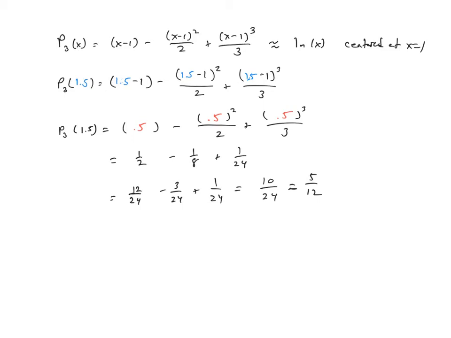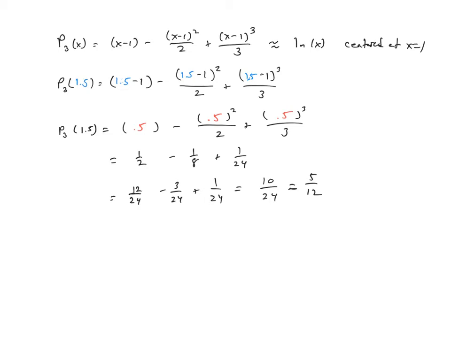So in this case, I just rewrote the third degree Taylor polynomial for natural log centered at x equals 1. This is the one we developed earlier. We know that's approximately equal to the natural log. And in this case, I want to approximate the value of the natural log of 1.5, or 3/2, however you want to look at it.